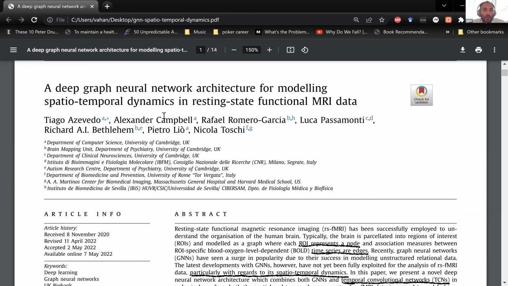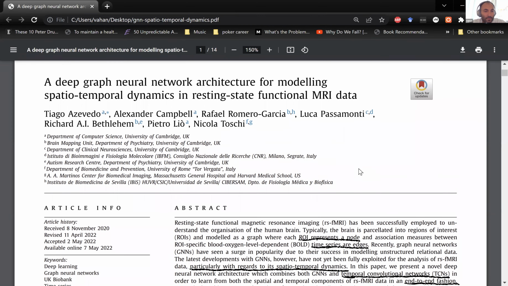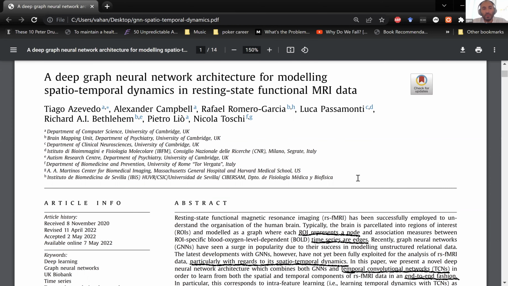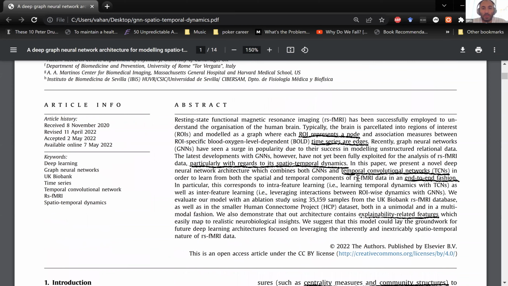Okay, so the paper is mostly from University of Cambridge, Pietro Lio's group, in collaboration with the University of Rome. Okay, so let's start with the introduction.